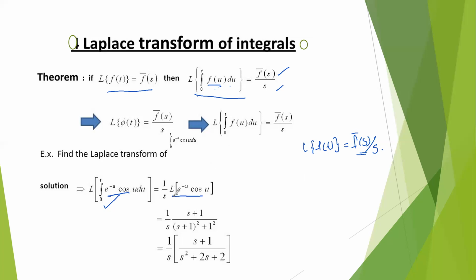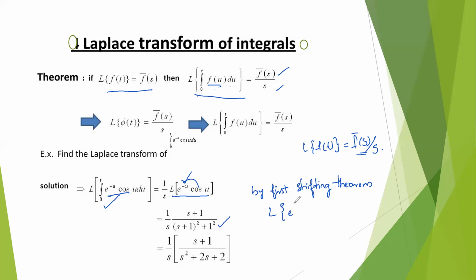Laplace transform of e power minus u into cos u is nothing but s plus 1 divided by s plus 1 whole square plus 1. How? By using the first shifting theorem. As we have discussed, whenever we have a combination where one of the terms is an exponential term, we utilize this first shifting theorem to find its Laplace transformation.